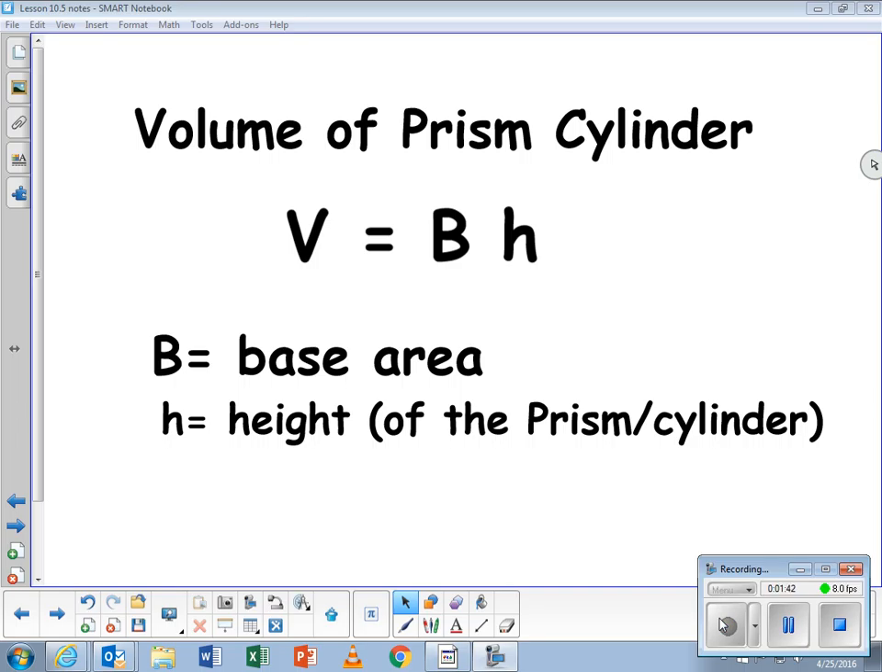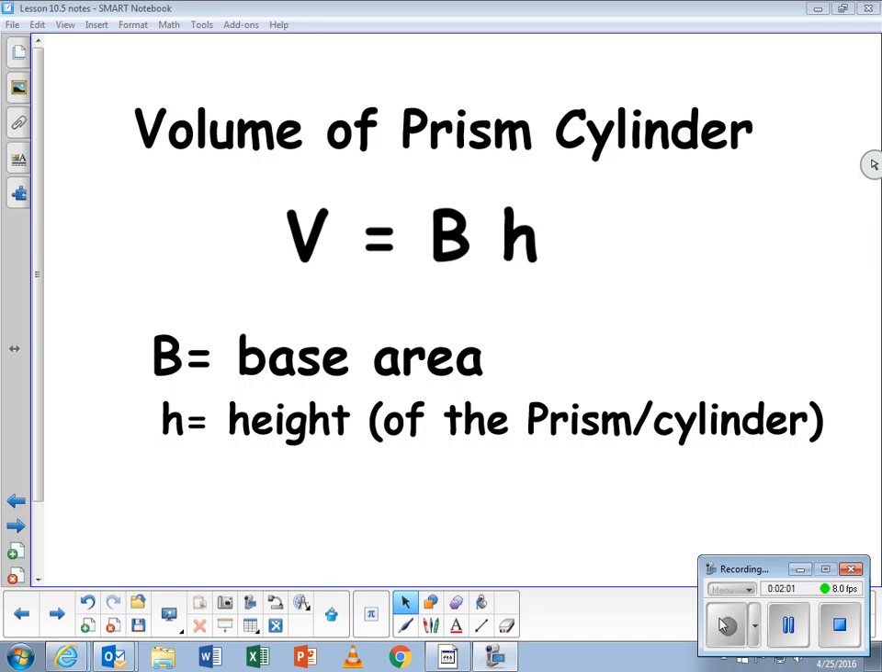What that means then is the formula for volume is pretty simple. It's base area times the height. It doesn't matter which shape the base is. We find the area of the base, we times it by the height, and we'll have the volume of the figure.